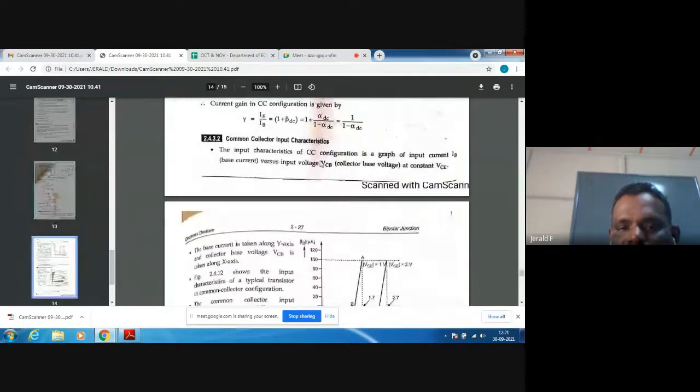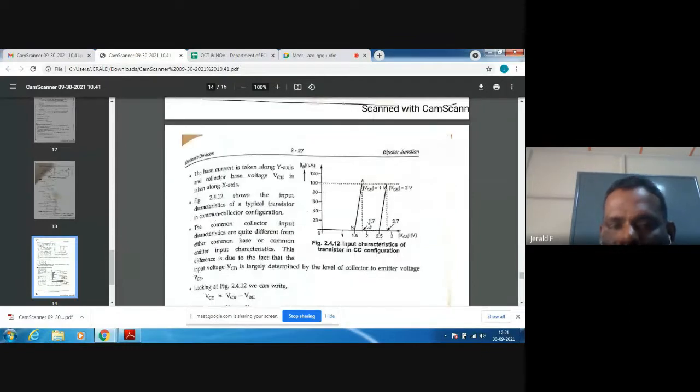What is the condition? The input characteristics of the common collector configuration. The graph is input current IB versus output VCB voltage, and VC is constant. The output will be constant. So what is the input of this side? Here the collector current suddenly increases. That is called the common collector configuration. Previously it increased gradually, but here you take it down sharply. That is called the common collector current.